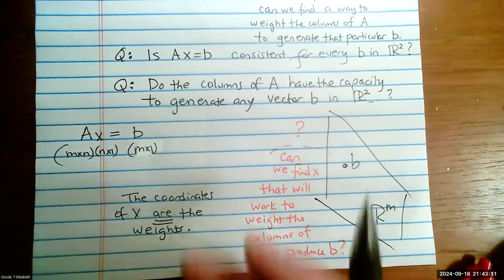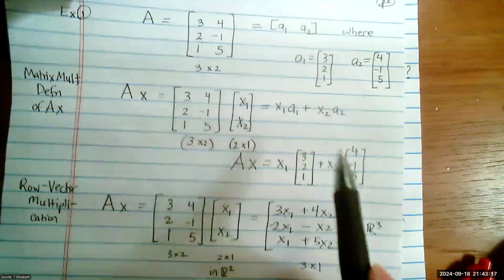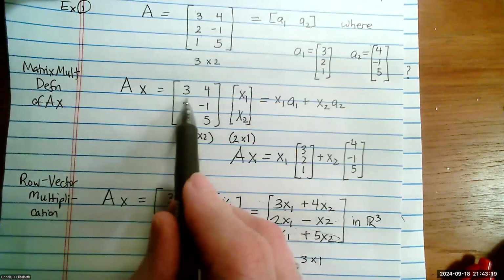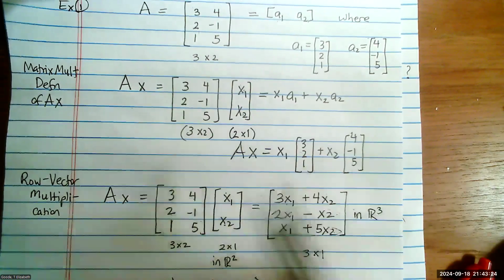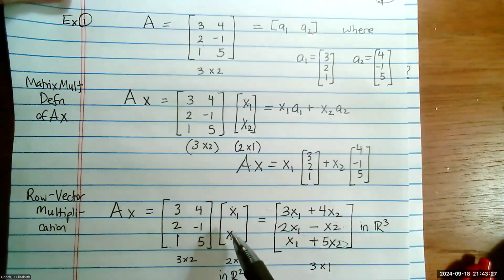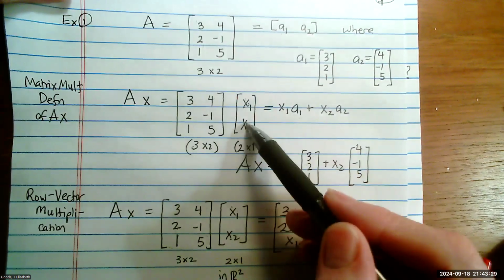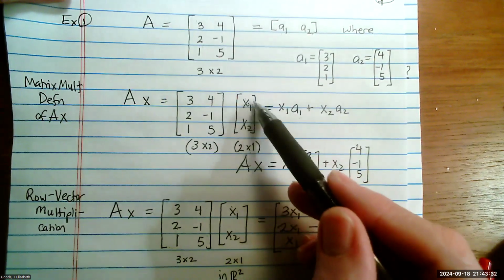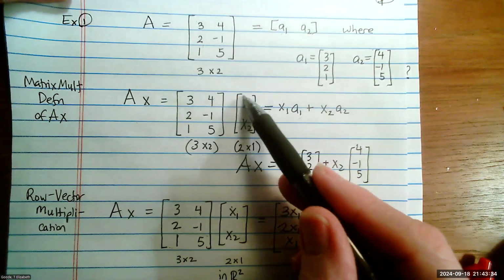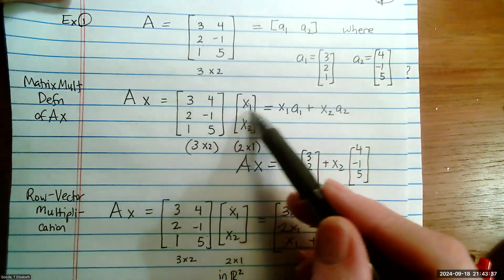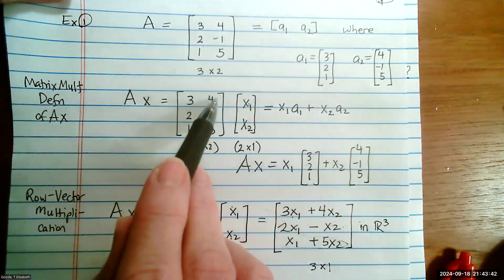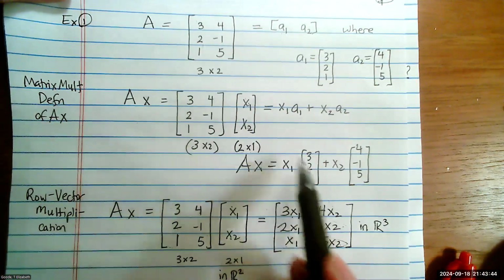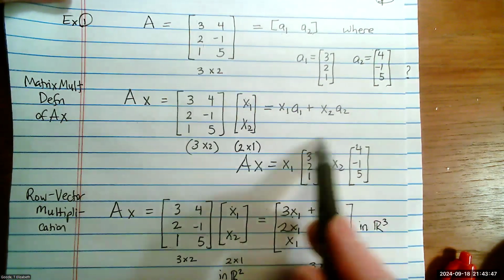Finding the X is finding the weights that weight the columns of A to generate the B we're looking for. So when we say, does AX equal B have a solution, we're saying, can we find the weights, can we find X, because X is built up of these weights, they're the coordinates of X, that will be applied to the columns of A so that this turns out to be the B that we're looking for.